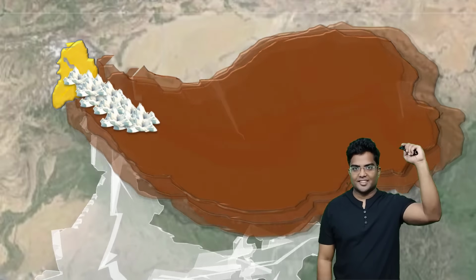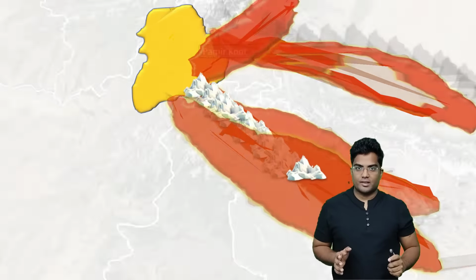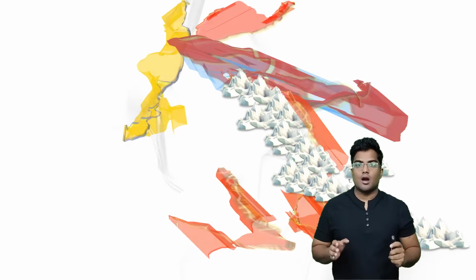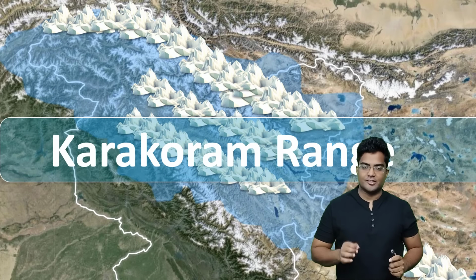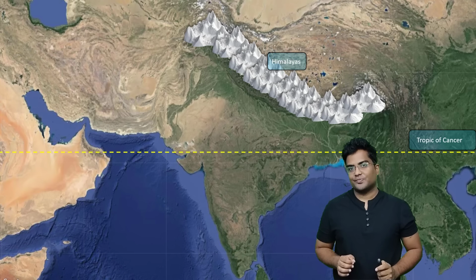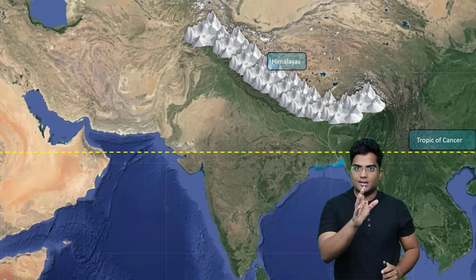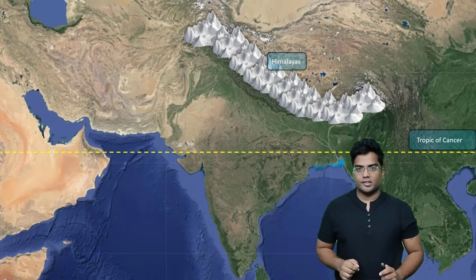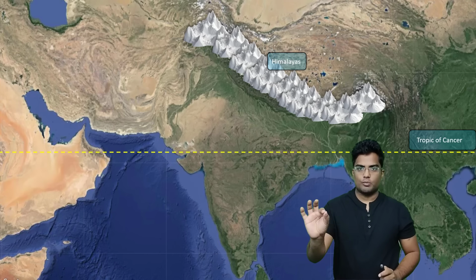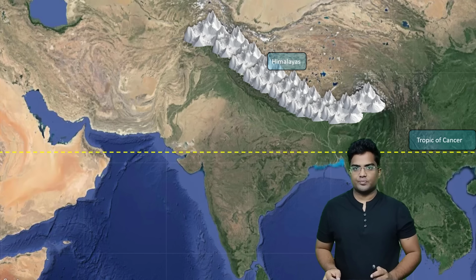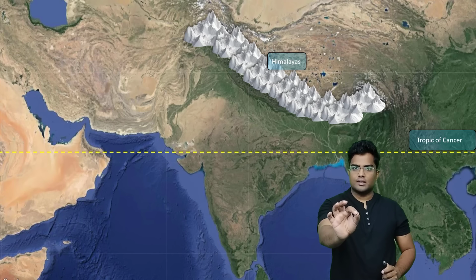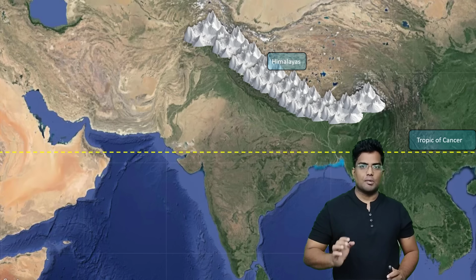Satyamev Jayate. In this topic, we are going to discuss the Karakoram Range. So let's get started. As you can see, this is the map of the Indian subcontinent. You have the Tropic of Cancer passing through the middle of India. And you have seen the structure called the Himalayas.